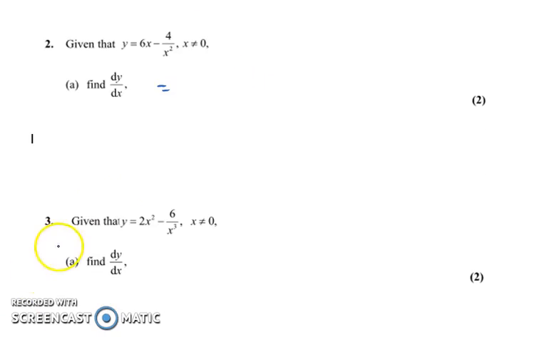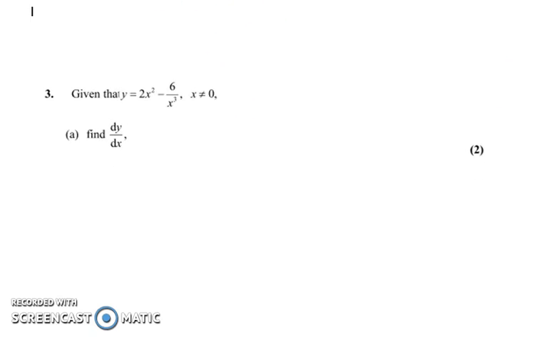Question 2. Okay, question 2. Before we differentiate it, we've got to make it look a little bit nicer. We're not going to have any x's in the denominator. So we have y equals 6x minus 4x to the minus 2. Now we can differentiate and we get 6 plus 8x. Minus 2 take away 1 is minus 3. Remembering that minus 2 times minus 4 gives you plus 8.